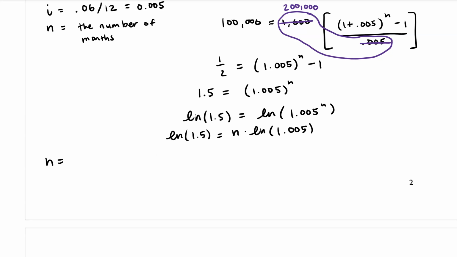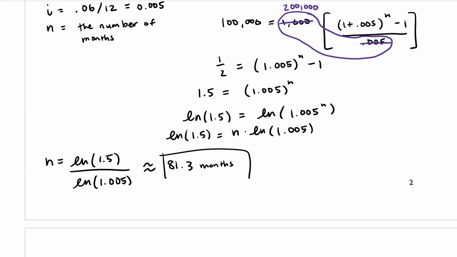And then if we do some division, we will ultimately get that n is equal to the natural log of 1.5 divided by the natural log of 1.005. And if you throw that into your calculator, you should find that that is approximately 81.3 months. Because this investment is monthly, Mr. Kwan will be able to purchase his own office location after 82 months.